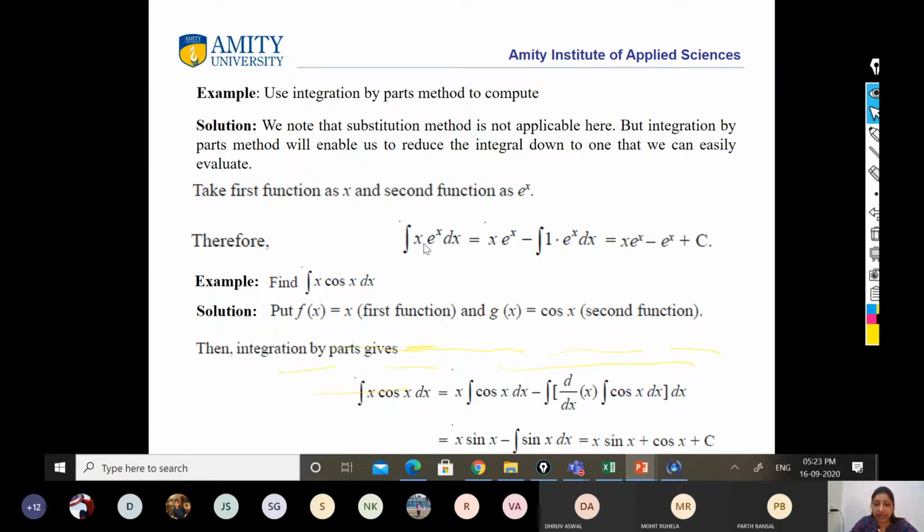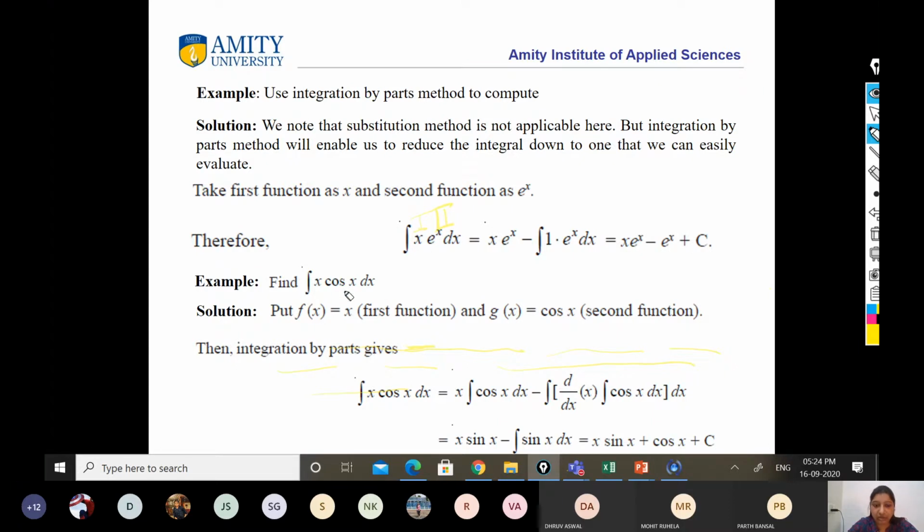So in the integral x into e to the power x dx, x is the first function and e to the power x is the second function. So it is first function into second function, minus the integral of the derivative of the first into the integral of the second, and it gives us the answer. So it was a very simple product of functions, x into e to the power x.